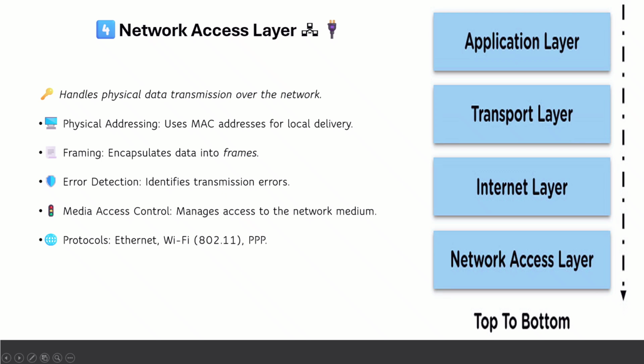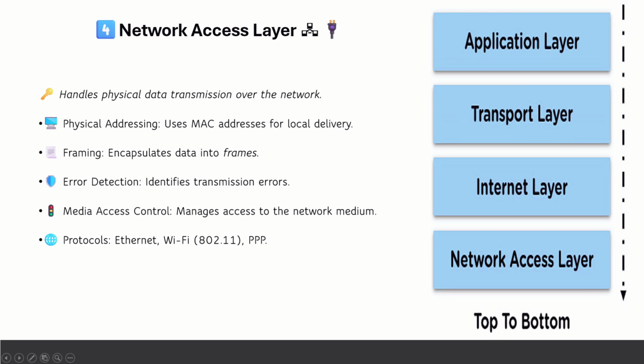Framing: the link layer encapsulates data received from the network layer into frames. Frames include header and trailer information that are specific to the physical medium. Physical addressing uses physical addresses, MAC addresses, to identify devices on the same network segment. Error detection detects errors that may occur during physical transmission. Protocols: examples include Ethernet, Wi-Fi 802.11, and PPP, point-to-point protocol. The specific protocols used depend on the type of network connection.